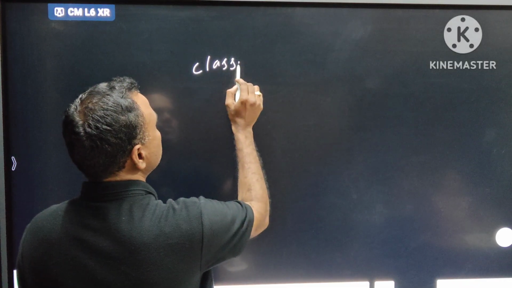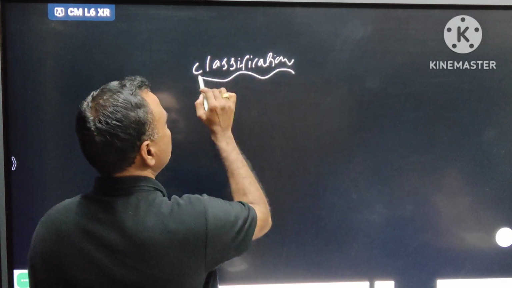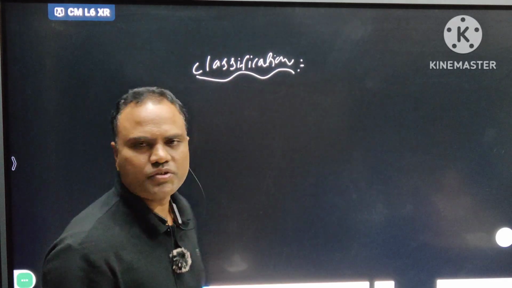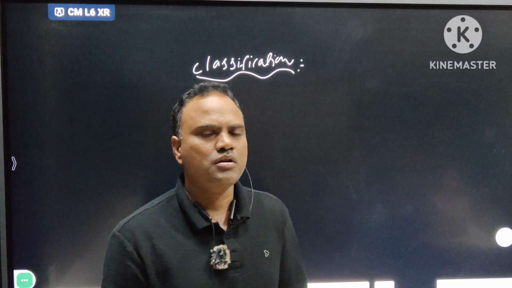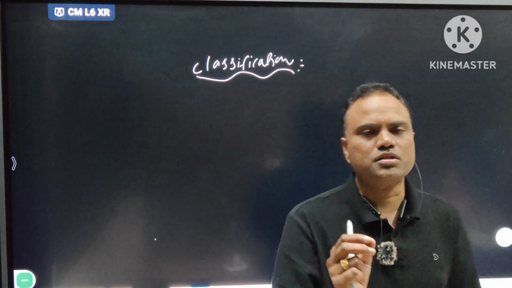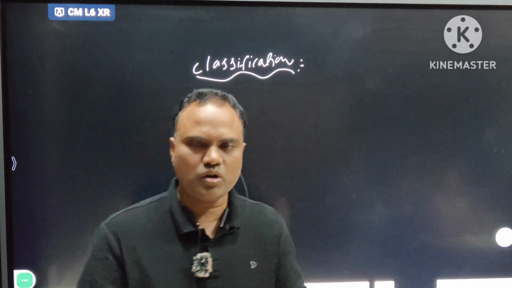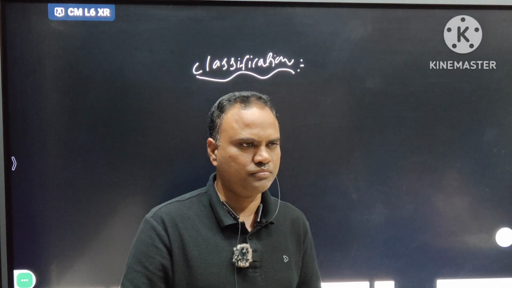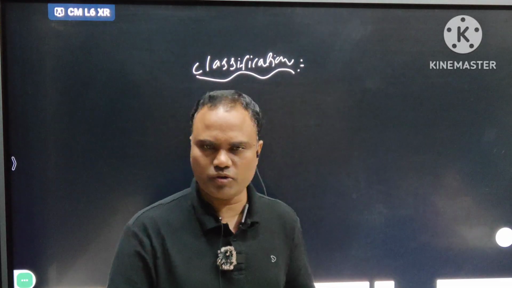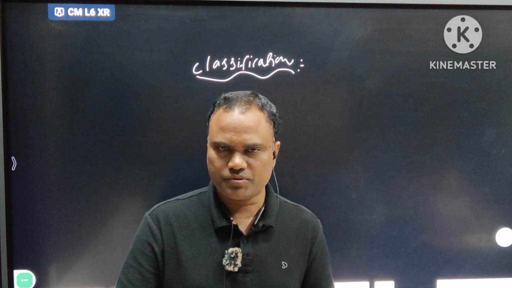Coming to the classification of carbohydrates. Classification based on hydrolysis products. See, some carbohydrates when dissolved in water give smaller carbohydrates, and some carbohydrates do not give any smaller carbohydrate. Based on the hydrolysis products, we can classify the carbohydrates into several types, right?